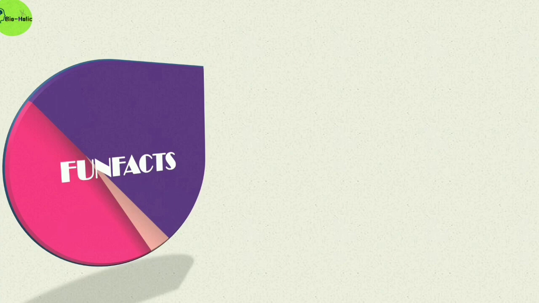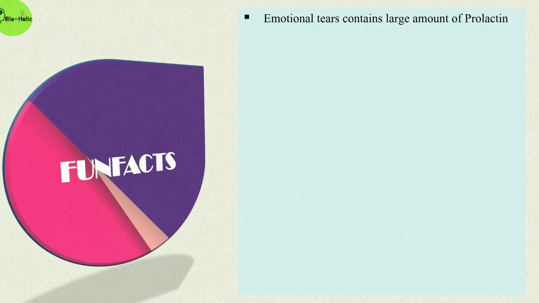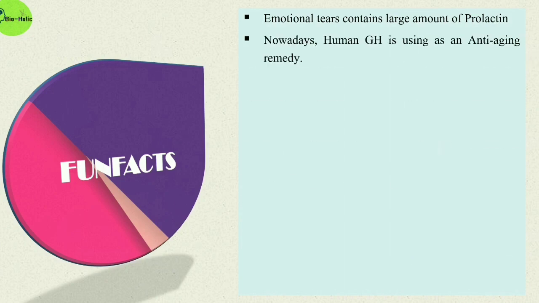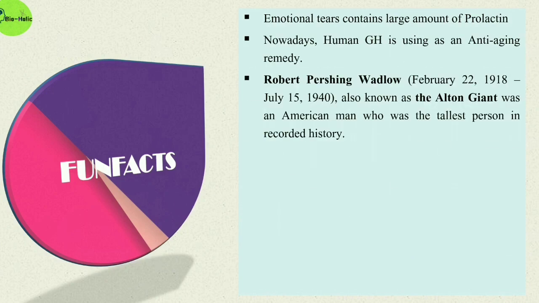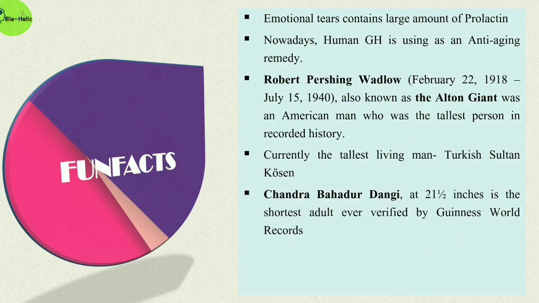Lastly, the bonus part of the class, that is the fun facts. Today's fun facts are that emotional tears contain large amount of prolactin. Nowadays, human growth hormone is used as an anti-aging remedy. Third one is Robert Pershing Wadlow, also known as the Alton Giant, was an American man who was the tallest person in recorded history. Currently, the tallest living man is Turkish Sultan Kosen.